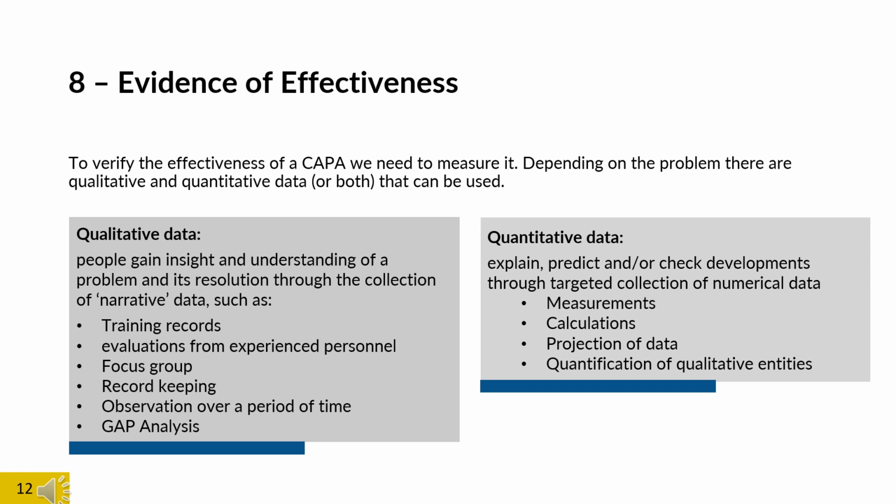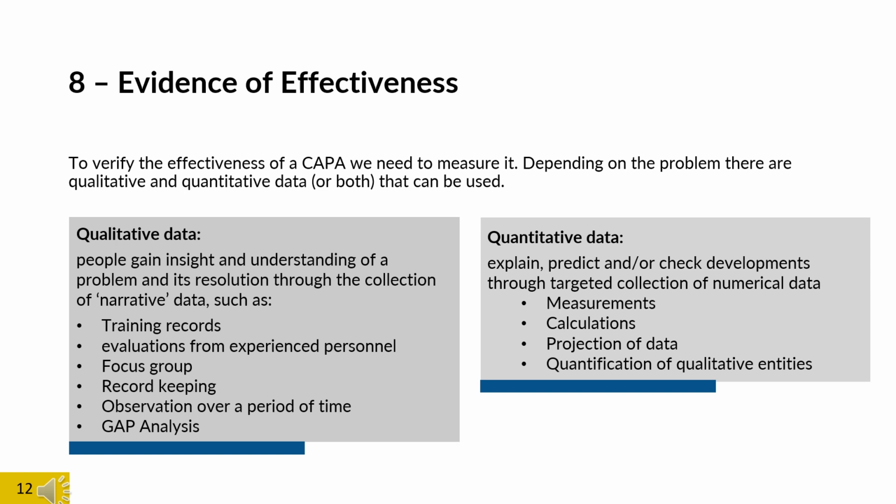So you have the qualitative data, and the qualitative data is where you get insight and understanding of the actions taken for the resolution through the collection of narrative data. So that means for your CAPA records, you can show evidence of effectiveness by showing, for example, training records. You can also show evaluations from experienced personnel. You can have focus groups, documentation that shows the effectiveness that the group evaluated.